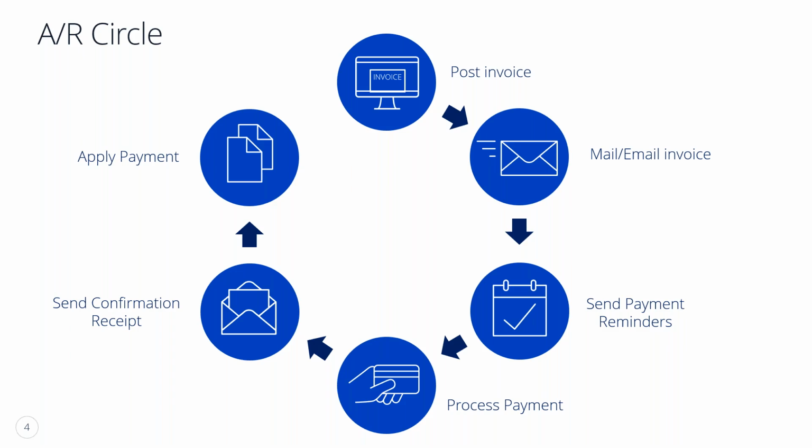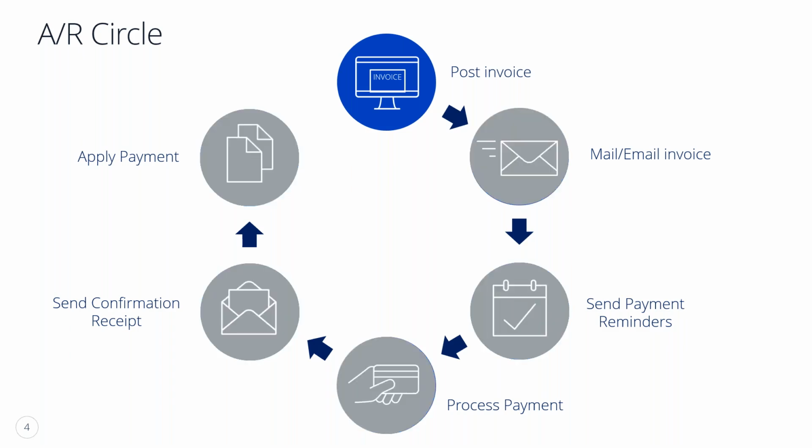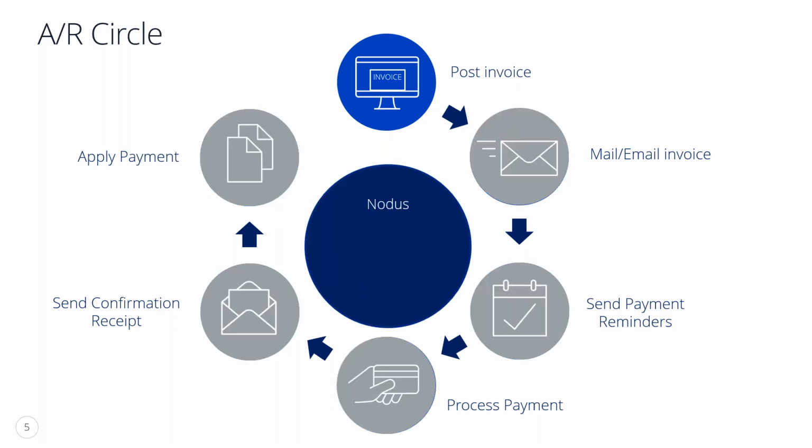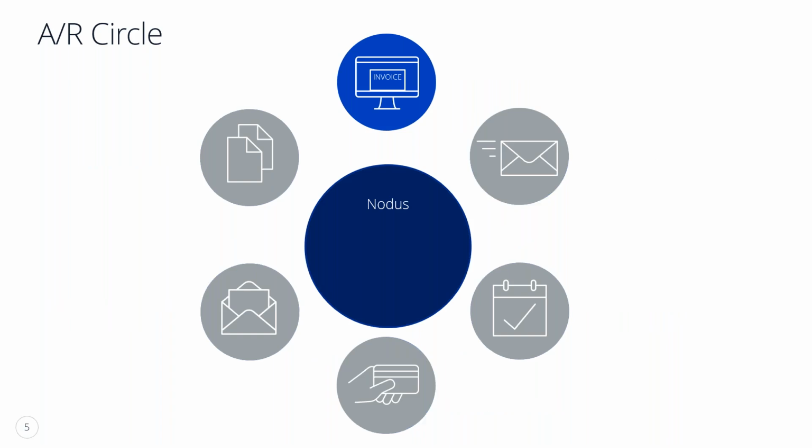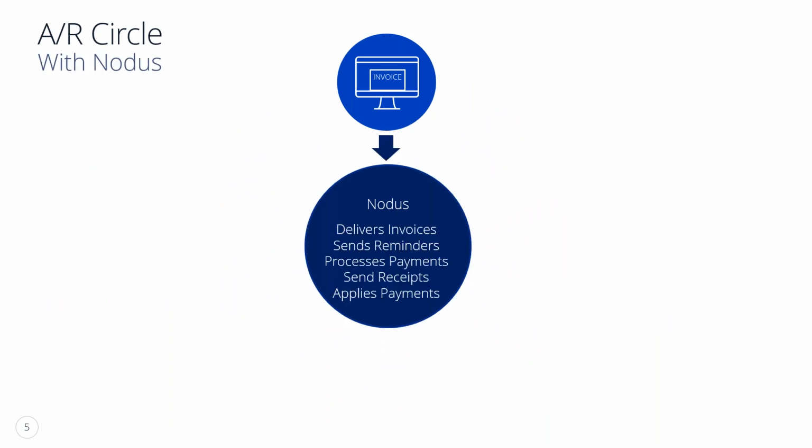Now we're going to talk about what an optimized process should look like. So everything that I have highlighted gray should technically disappear. It should all be automated by an AR automation tool. A good AR automation tool should be able to deliver invoices to your customers. It should be able to send reminders to your customers.